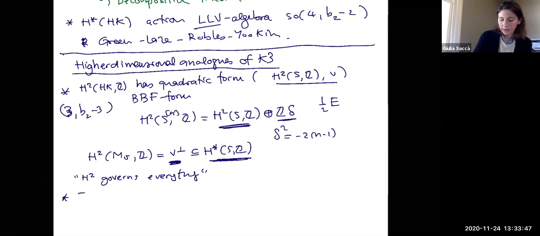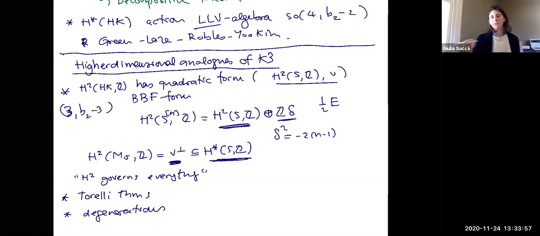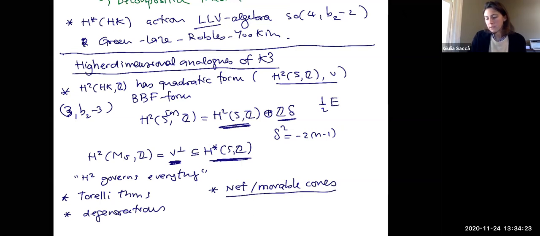For example, there are things like Torelli theorems and degenerations, which all behave in the way K3 surfaces behave. In particular, there is the study of nef and movable cones. I'll say a little bit about this next class because it's known that the cones of numerically effective divisors or movable divisors on K3s are governed by minus 2 classes.